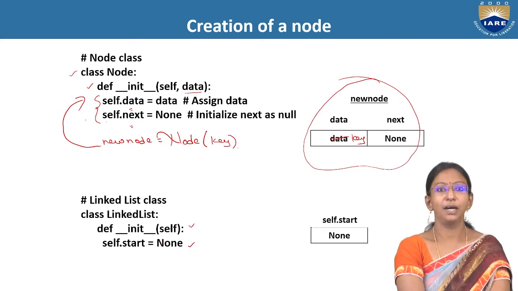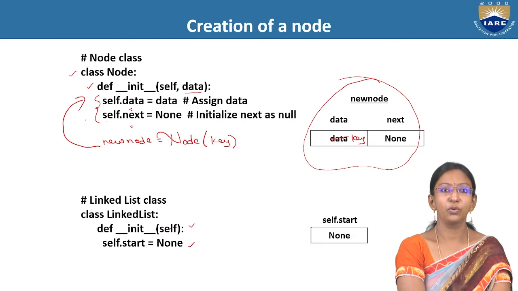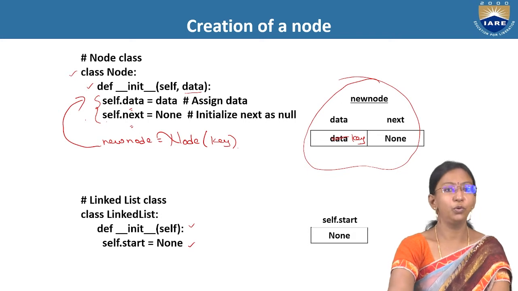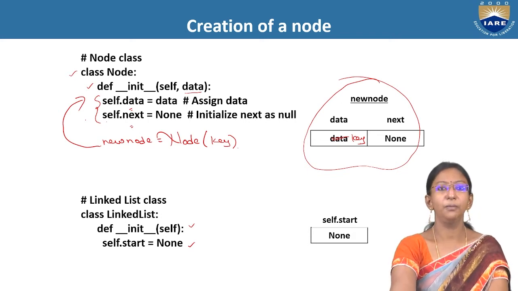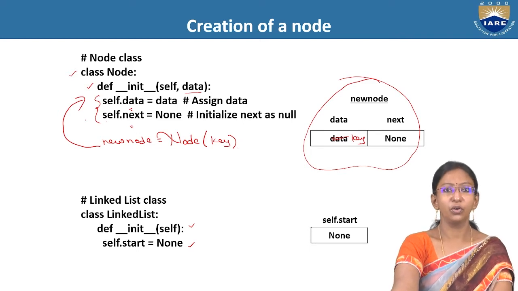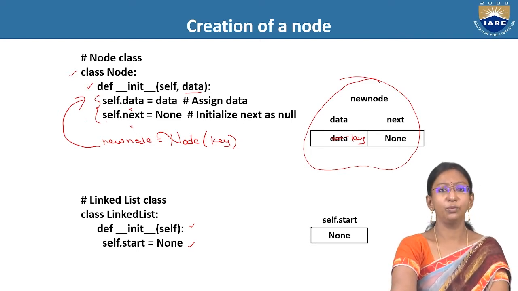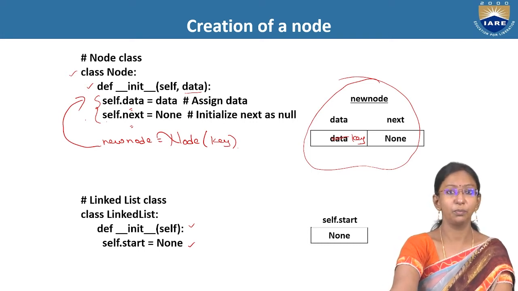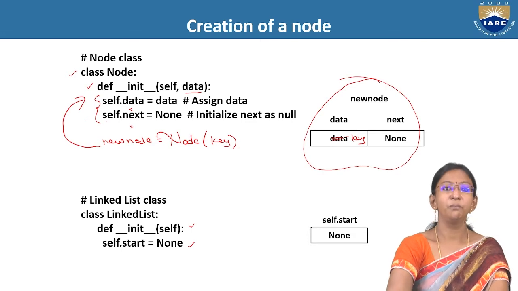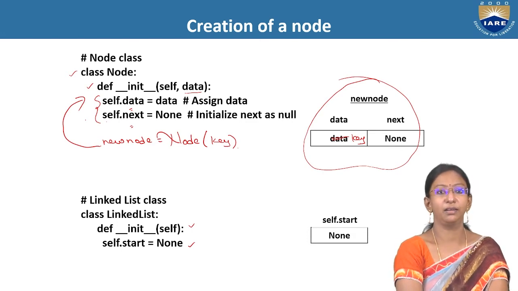We know that start is a pointer variable which holds the address of the first node, right? It holds the address of the first node. Initially, no node has been created, only the start pointer is created. So as a node is not created, how can it point to some random address? It cannot point to some random address, right? So it is initialized to None, saying that the list is empty right now.